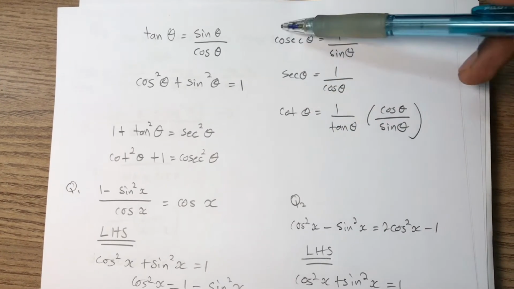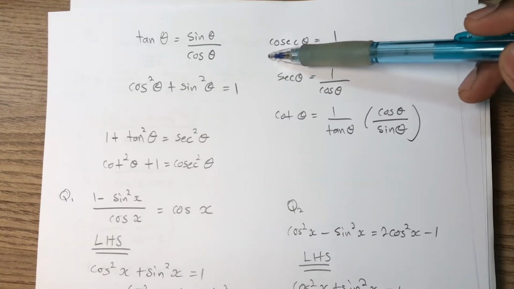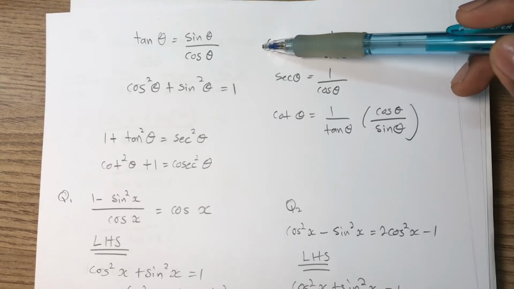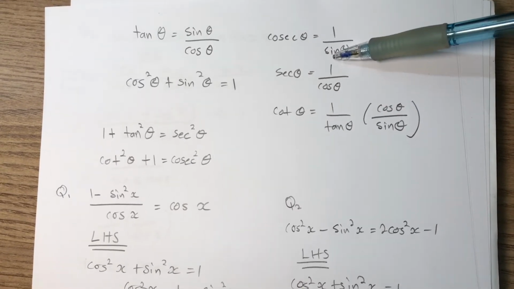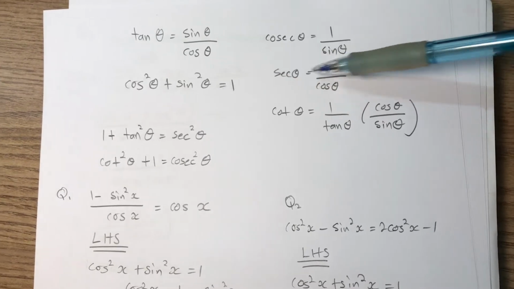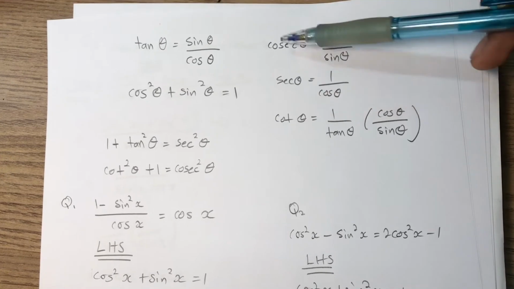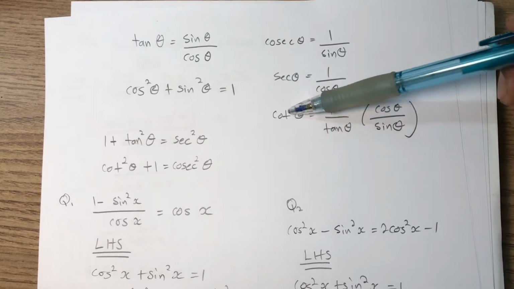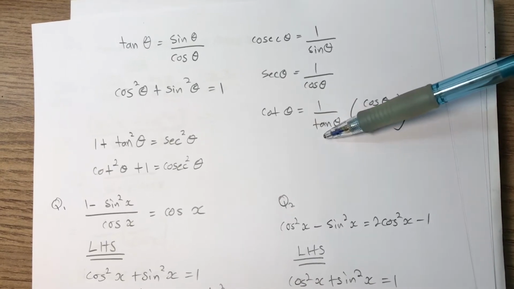For these three, we have a way to memorize them. My way is, since this is cosecant, the first alphabet is C, so the reciprocal will be S, so that will be 1 over sine theta. And here is secant, the first alphabet is S, so the formula should be 1 over cos, because this is S, this should be C. This is C, this should be S. And then cotangent is expressed by itself, so it's 1 over tangent.